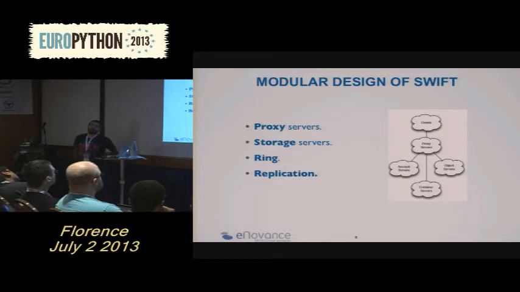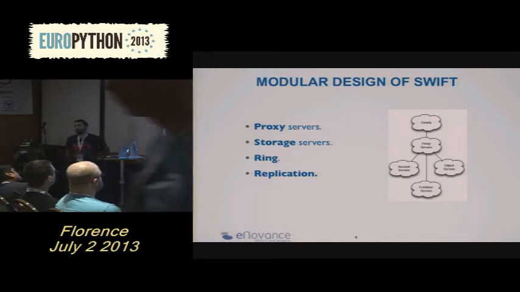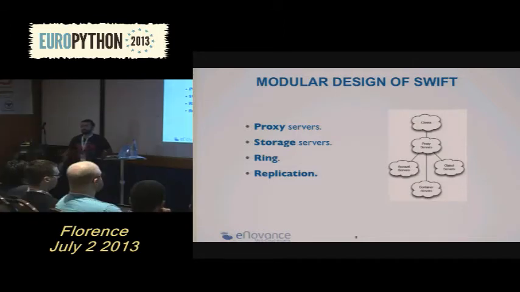In Swift, all objects that are stored have a URL. There is no magic happening. Everything has a URL no matter what.